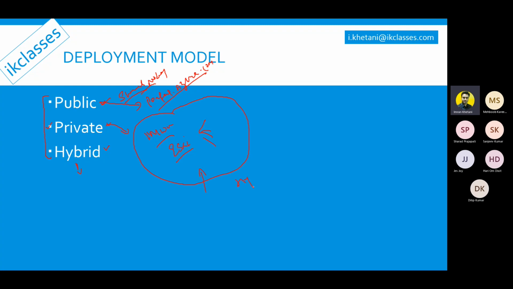You're using Hyper-V. Using Hyper-V, you have created a few virtual machines. So it's only available to my company. Only my company's employees can access that virtual machine, and whatever changes they want to do, they can do. So it's private to your own organization.